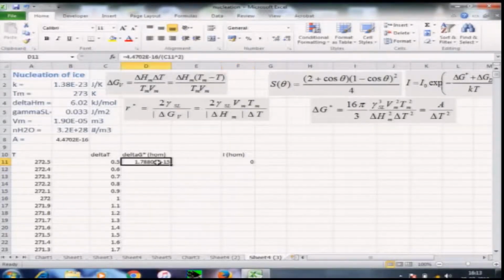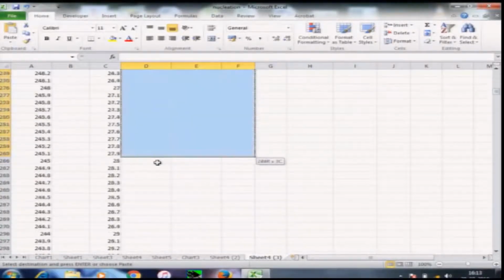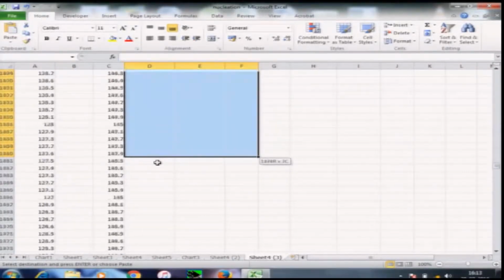Now all I have to do is copy these two formulae downwards to get nucleation rate as a function of various undercoolings.